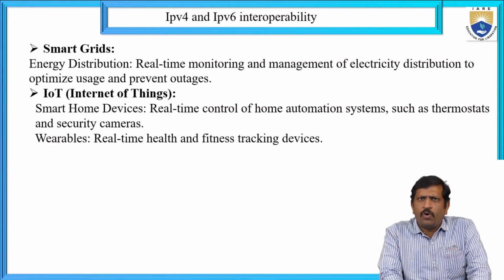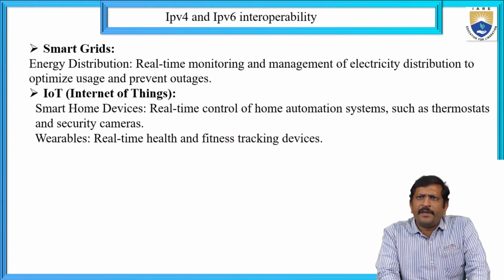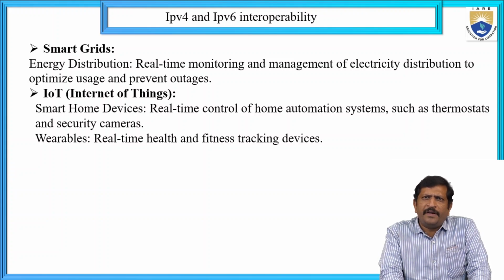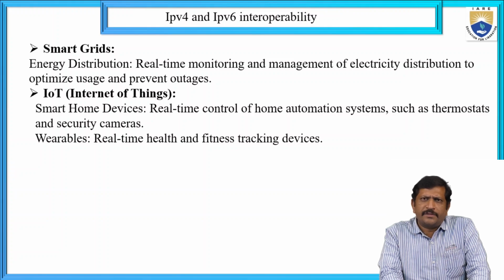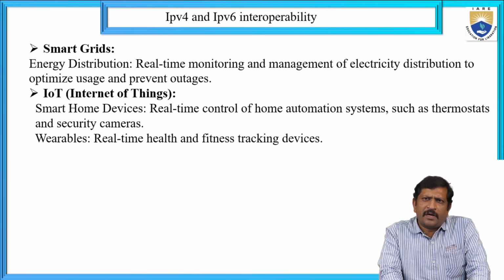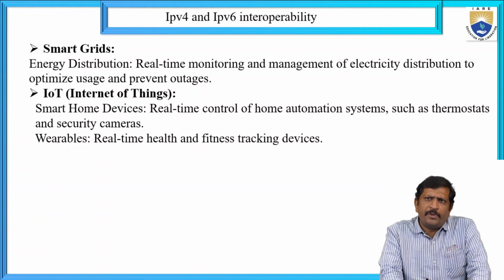With the help of smart grids, real-time monitoring and management of electricity distribution can be performed to optimize usage and prevent outages. Internet of Things, IoT. Here, smart home devices like real-time control of home automation systems, such as the thermostat and security cameras.